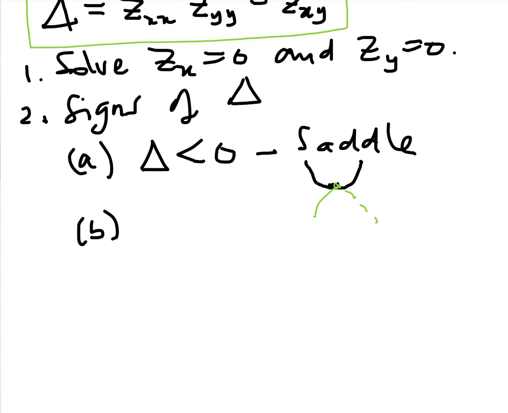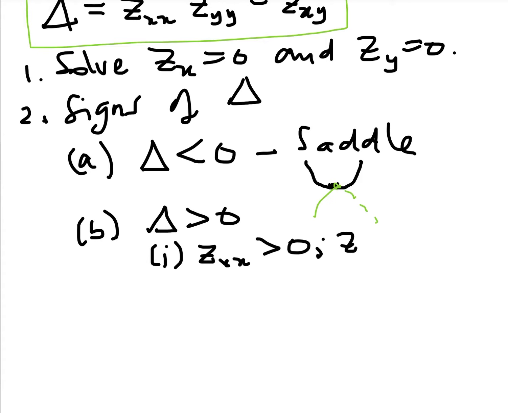If the first derivative is 0 and the discriminant is positive, we have two further possibilities. If in addition to the discriminant being positive after the first derivatives are 0, the second derivative either with respect to x or y is positive, then we have what is called a proper minimum.